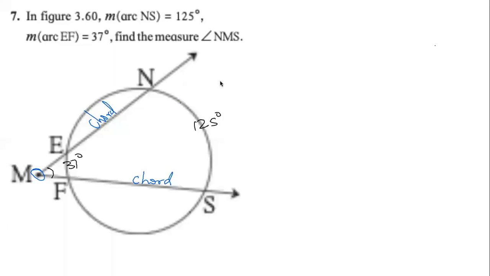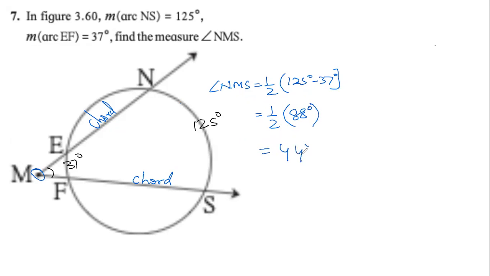So the correct answer will be angle NMS equals 1/2 of 125 degrees minus 37 degrees. Tell me, 125 minus 37 is how much? 88. Correct. 88 is correct. So our angle NMS will be 44 degrees.